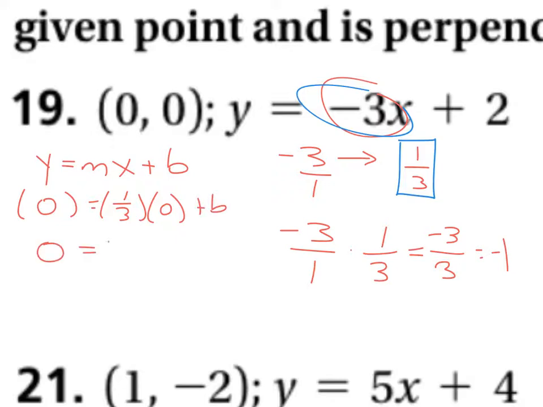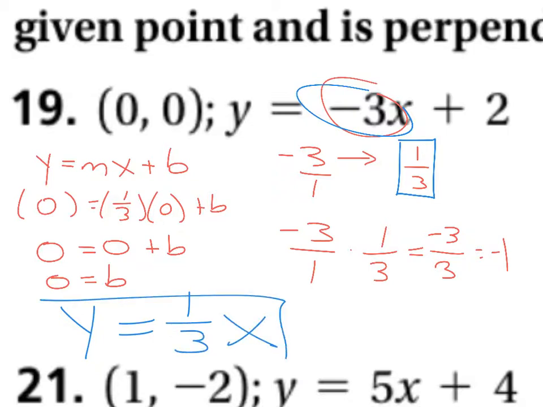We get 0 equals 1/3 times 0, plus b, or b is equal to 0, meaning we have a y-intercept of 0. It's going through the origin. We should have already been able to see that when x is 0, y is 0. This is one of those direct variation equations where you will have as an equation y equals, we know the slope that we're using is 1/3, and x. Y equals 1/3 x.